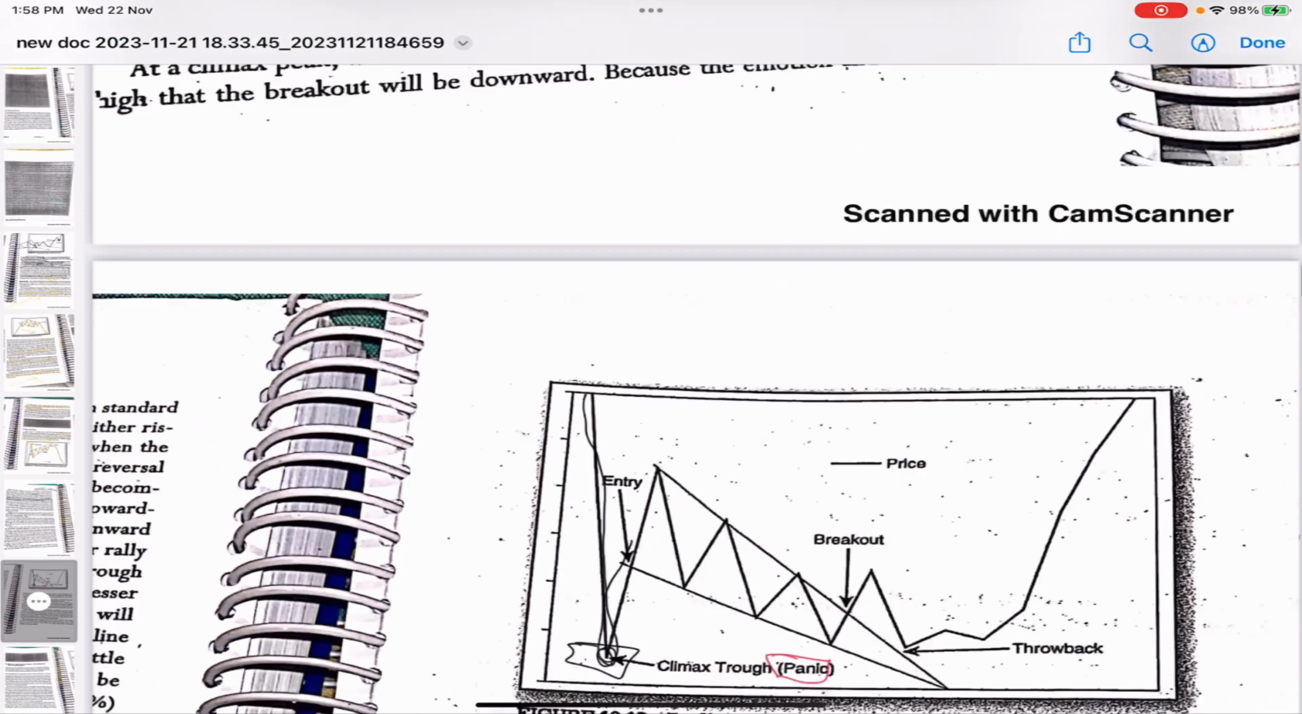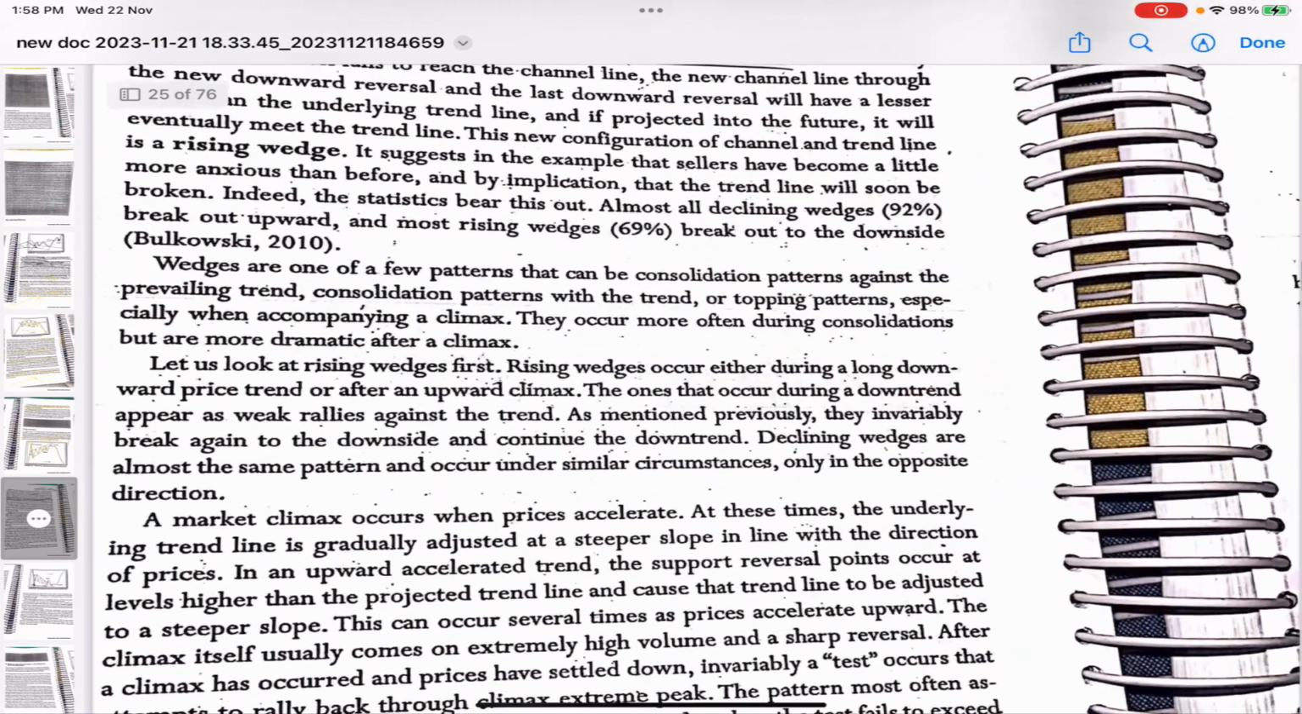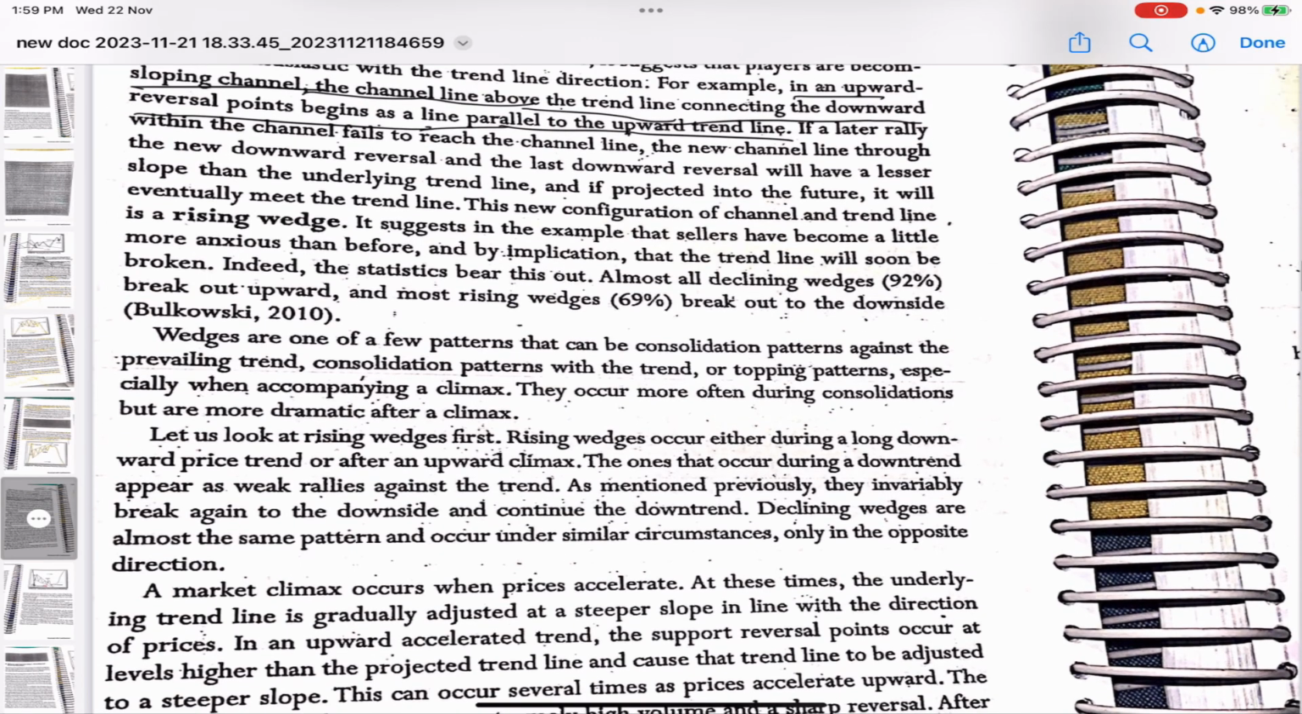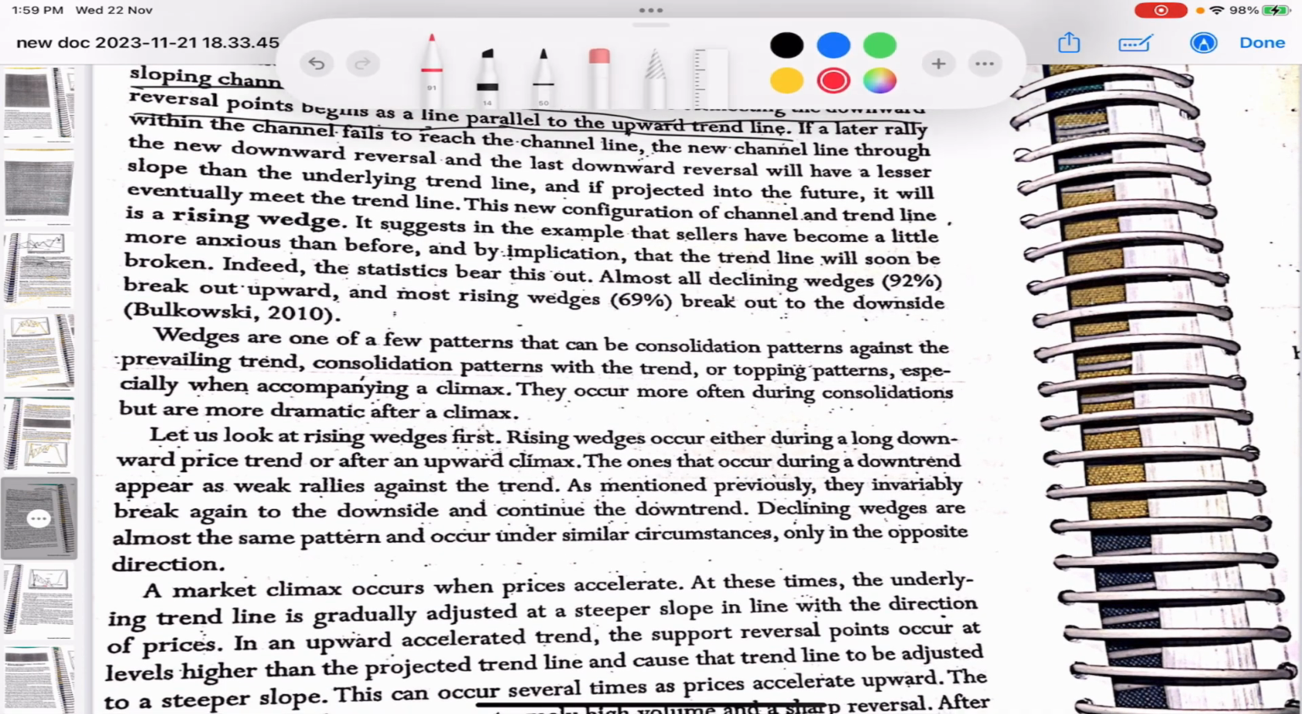Okay, so now let's talk about the statistics, and we also know what a rising wedge is, right? Most rising wedges break out to the downside, and declining wedges, which are the wedges going down, usually break out to the upside. That is something you need to keep in mind, since they are kind of opposites.